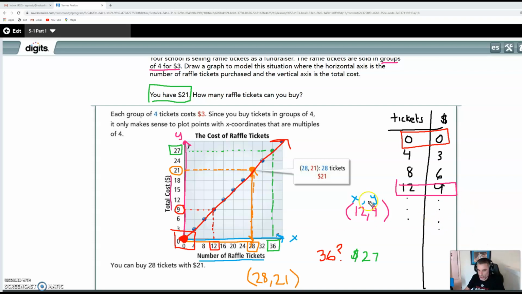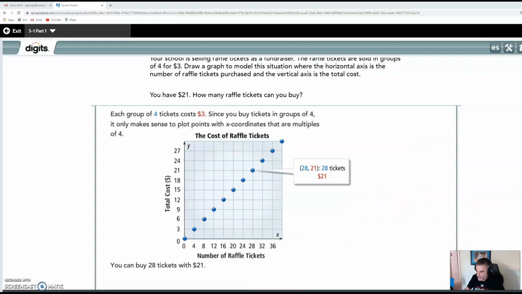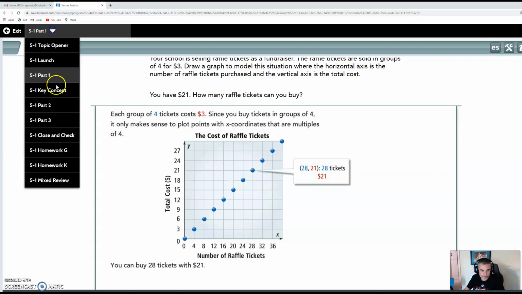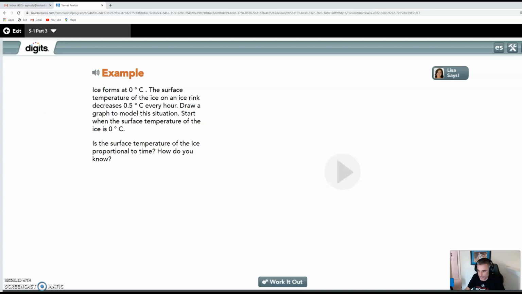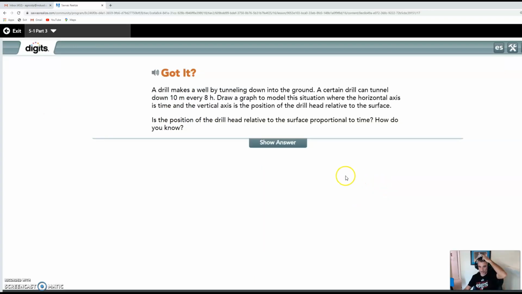Let's try and look at one more problem here in the time remaining. Okay, so this problem says a drill makes a well by tunneling down into the ground. All right, so I want you to imagine that we have the ground over here. This is obviously ground. And we have a drill. Here's my drill. All right, and the drill starts drilling.